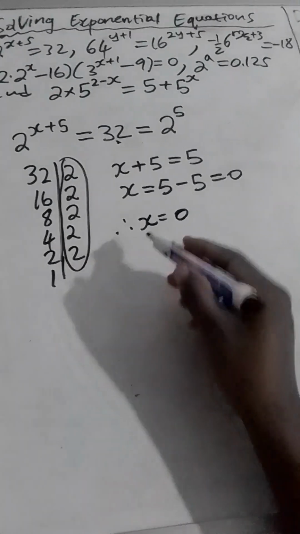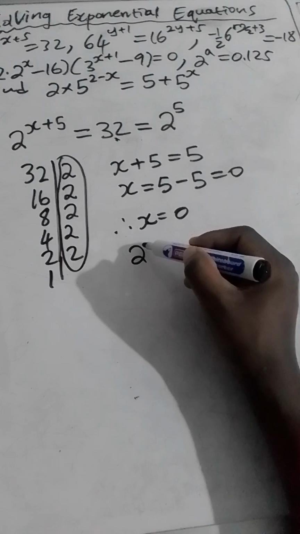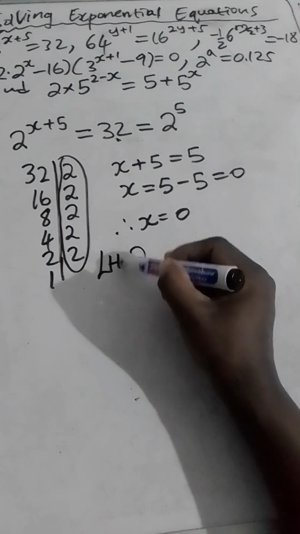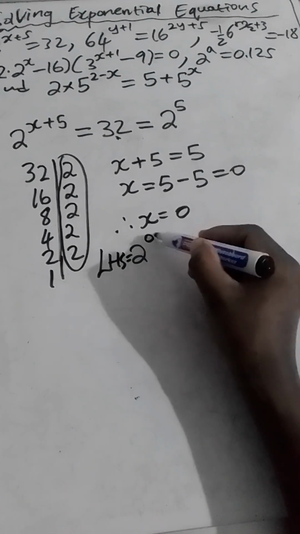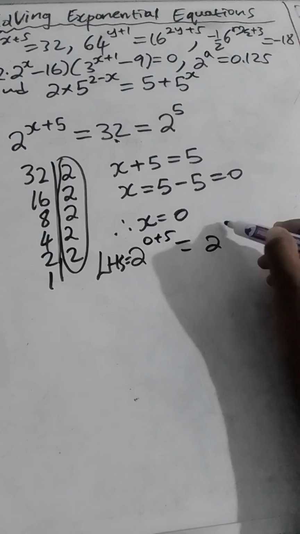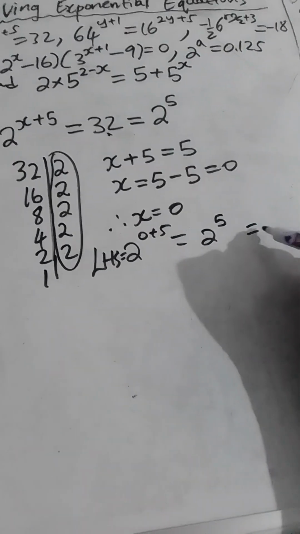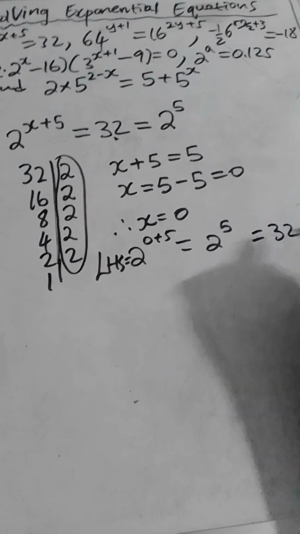And then you can check if this is making sense by substituting back into the equation. So the left hand side will be equal to 2 to the exponent 0 plus 5, which is 2 to the exponent 5, which is 32.